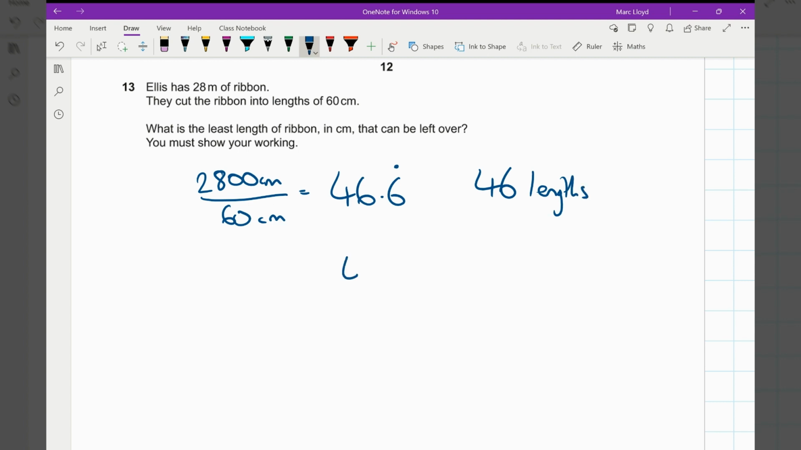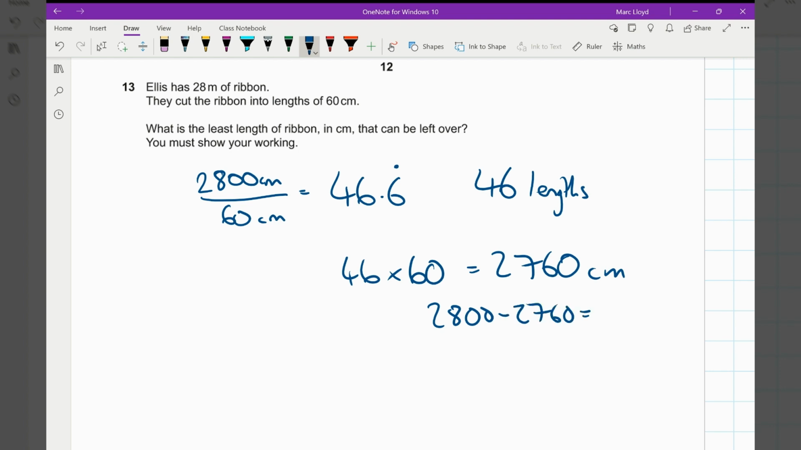Okay, let's find out the distance of those 46 lengths. So they're going to be multiplied by the 60. So 46 times by 60 gives us 2,760 centimeters that are used. And we subtract that. 2800, take away the answer, is 40 centimeters left over.